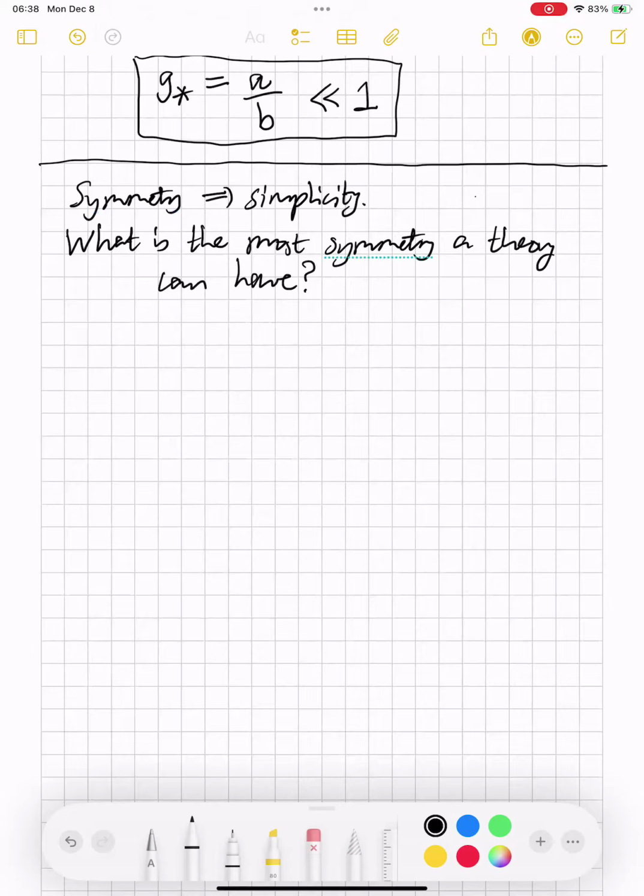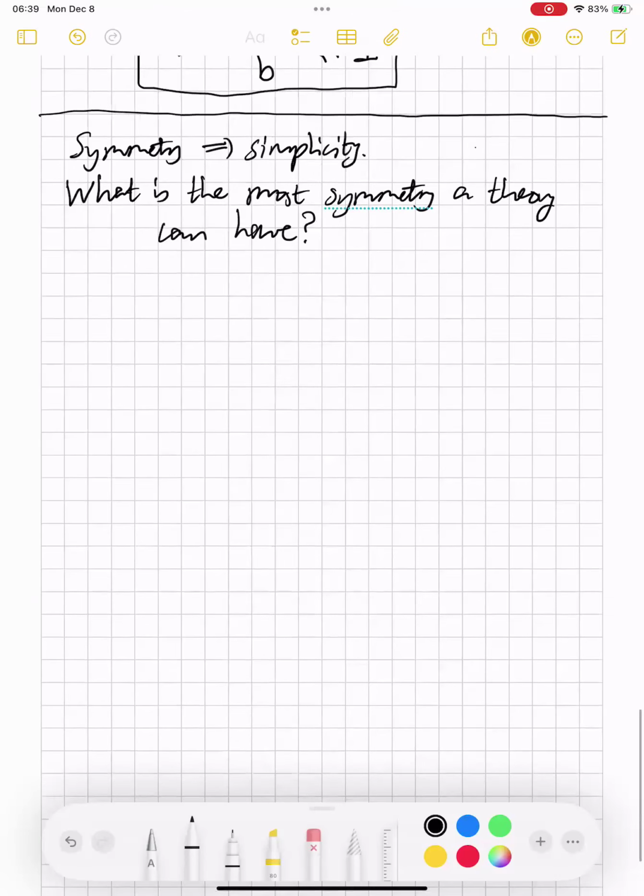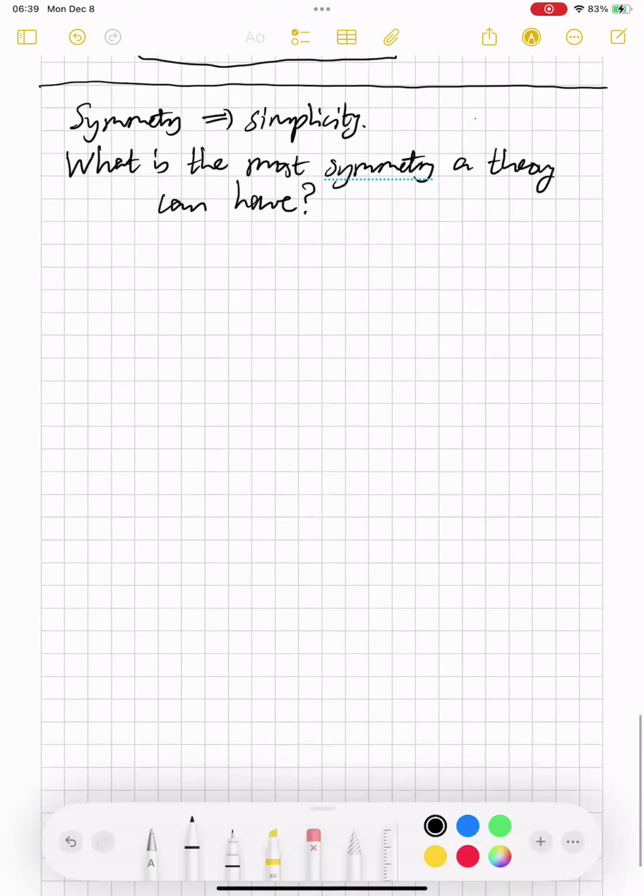And it's nice to determine what's the most symmetry a theory can have, because the theory with the most symmetry should be the simplest theory that we can think about. Well, this answer has been studied a lot since the 60s, and I think that we've got some pretty good answers. So I want to explain to you the answers that we've got to this question.